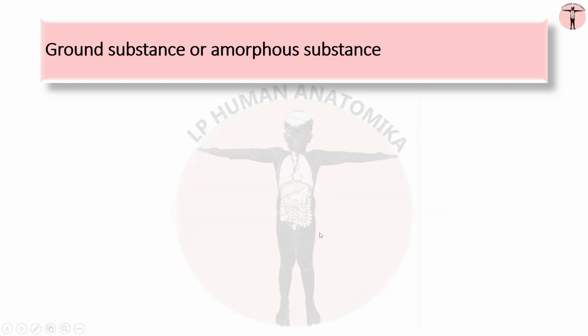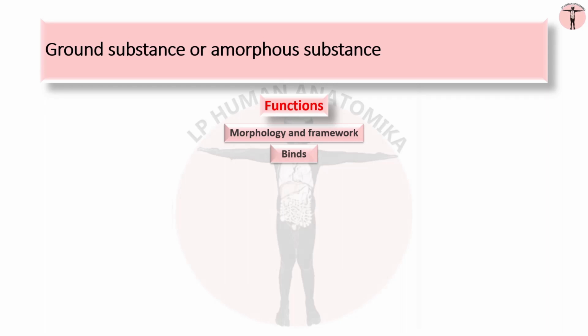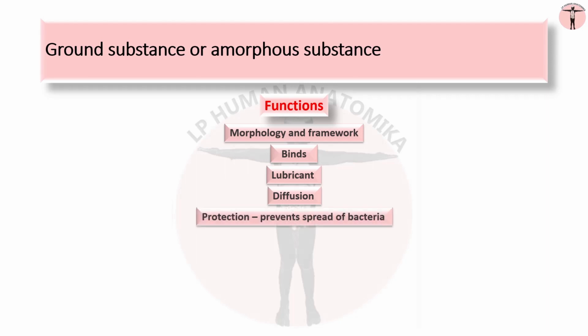The functions of ground substance are: it provides morphology and framework for the tissue, it protects and binds connective tissue cells together, it acts as a lubricant. Through diffusion, it acts as a medium for the exchange of materials like nutrients and metabolites between the cells of the connective tissue and blood capillaries. It also prevents the spread of microorganisms.